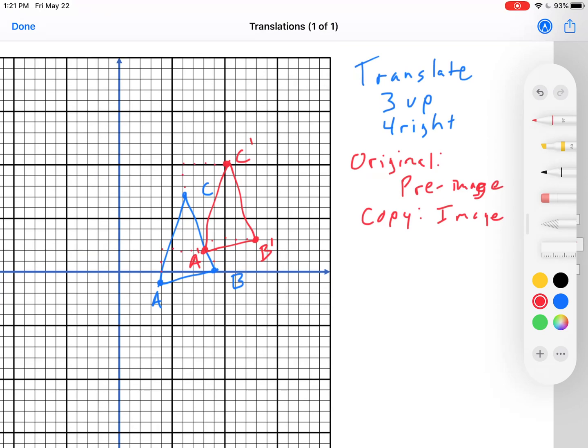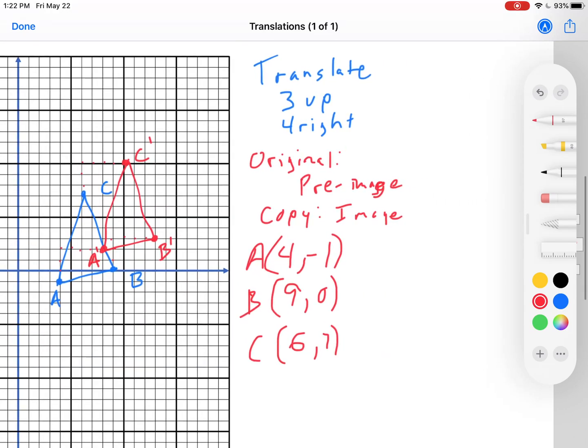Okay. What happened to the coordinates when I did that, when I went 3 up and 4 right? Well, here's A. What were its coordinates? Its coordinates were 4 over and 1 down, so its coordinates were 4, negative 1. B. What are the coordinates of B? B here, the original, was 9 to the right and 0 up and down, so that was 9, 0. C. C was 6 to the right and 7 up, so 6, 7.